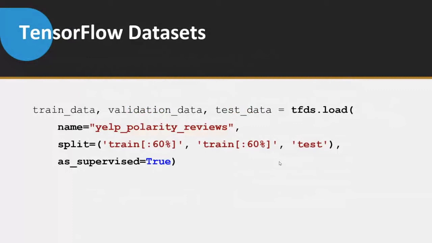So that's our data set. And what we're doing is loading the Yelp polarity reviews, as that's one of the 224 data sets. We're going to split it: we're going to take 60% for training, 60% for validation, and then we're going to use our test for our test data. Not too sure what our supervised equals true is off the top of my head.